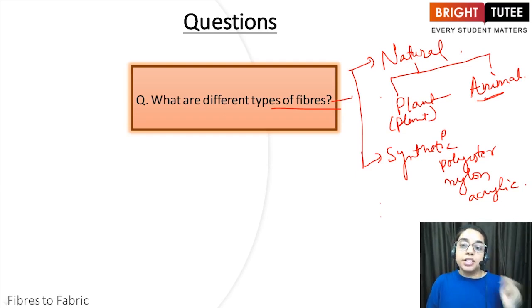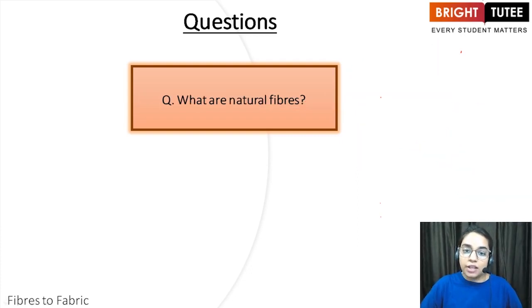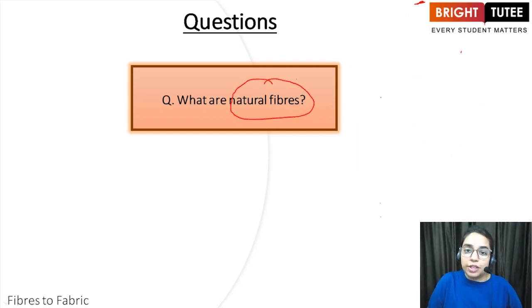And another example for animal fiber is silk, which is obtained from the cocoons of the silkworm. Okay, let's move to the next question, which is what are natural fibers? So children, natural fibers are the fibers which are obtained from nature. For example, cotton, silk, etc.